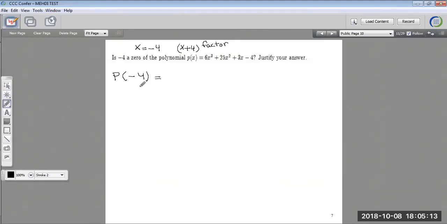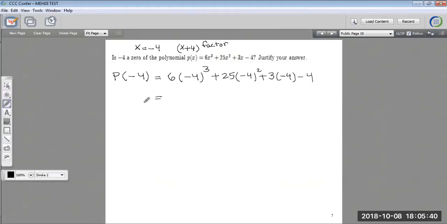So let's go ahead and substitute that value there. So here I get 6 times, I'm going to substitute for each x minus 4, plus 25 times, again, minus 4 squared plus 3 times minus 4 here. So we need to evaluate this.